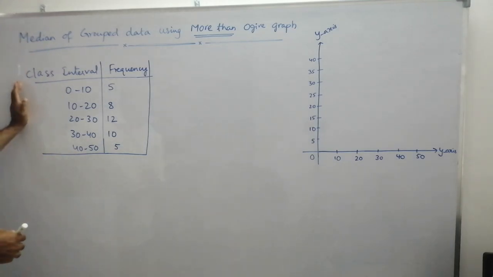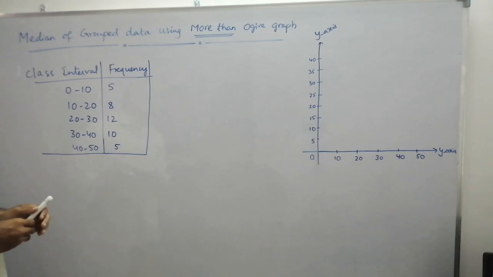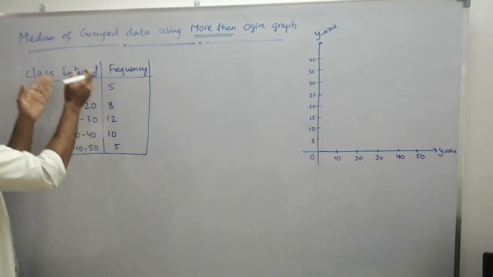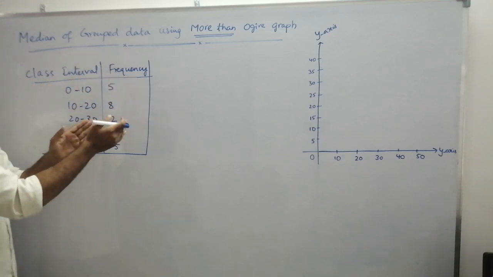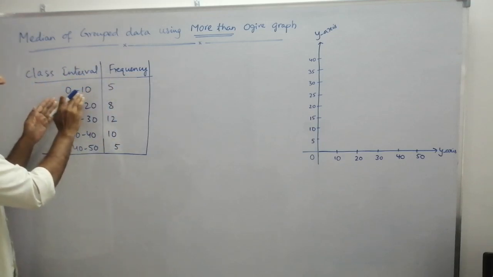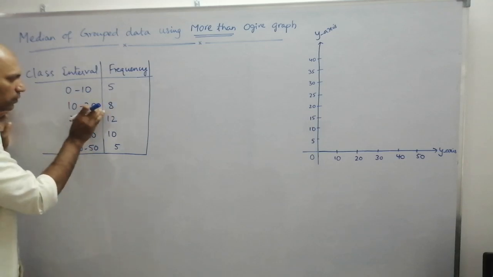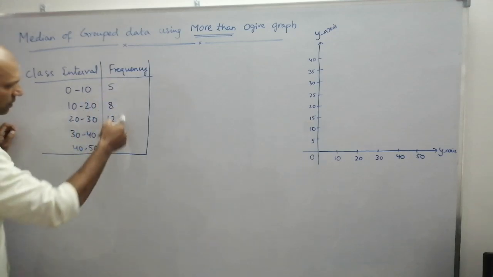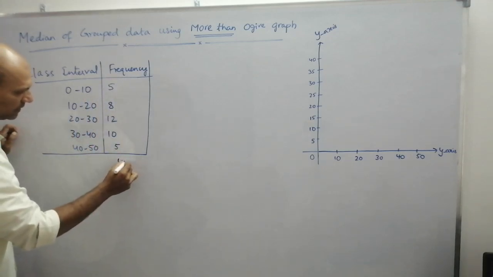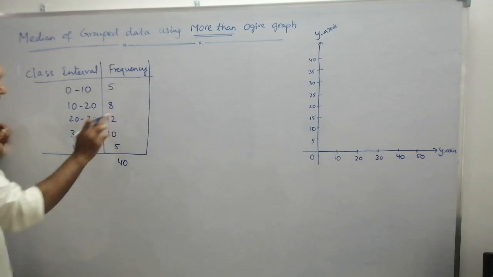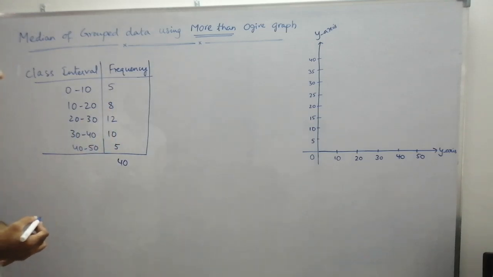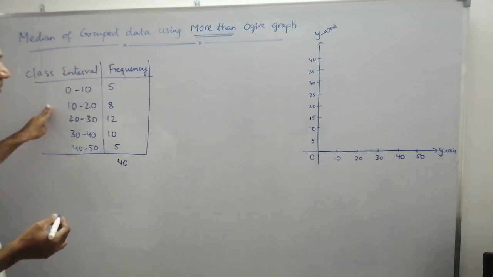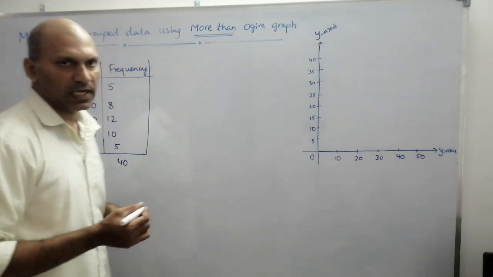I have the same example here that I had in Less Than Ogive Graph. Class intervals and frequency, assume this to be marks and these are the number of students. So 5 students got 0 to 10 marks, 8 students got 10 to 20 marks, 12 students got 20 to 30 and so on. How many students are there? 40 students are there. 5 and 5 is 10, 20 and 30, 40. Let us find the median of this distribution table using More Than Ogive Graph.